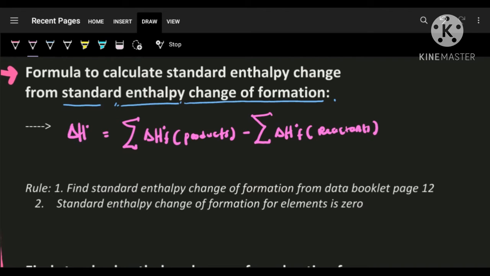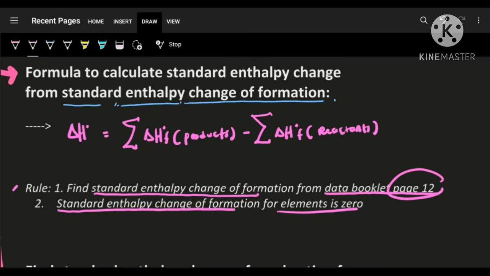Okay, so there are two rules. First, you must find the standard enthalpy change of formation from your data booklet page. Most standard enthalpy changes of formation are already written down on data booklet page 12. Please remember that the standard enthalpy change of formation for elements is 0. So, what is an element? An element is any atom, and elements are also any molecule.